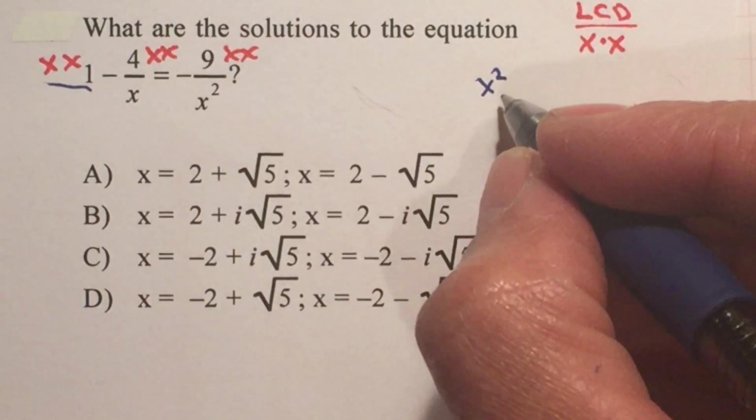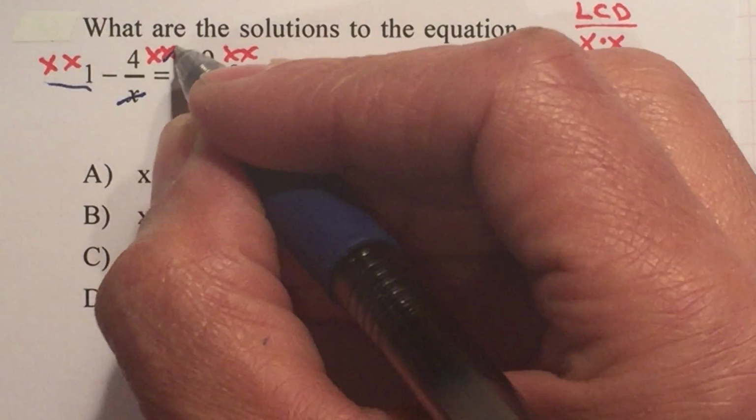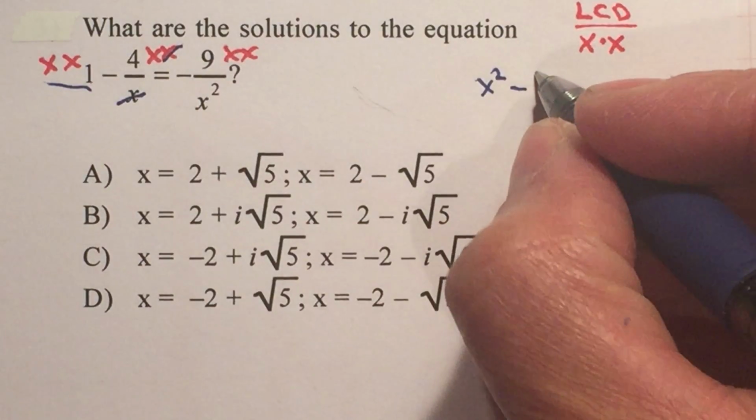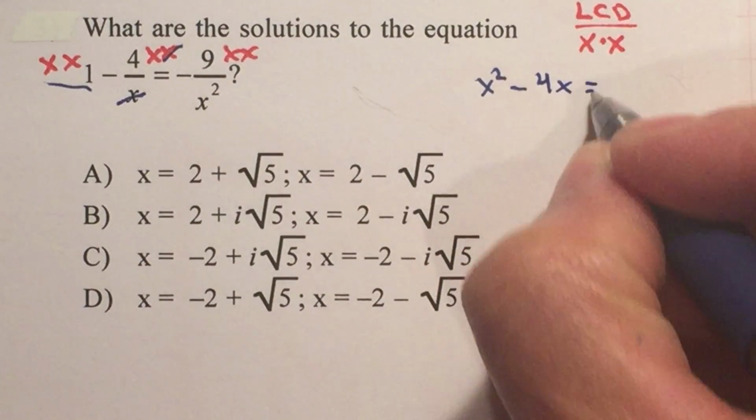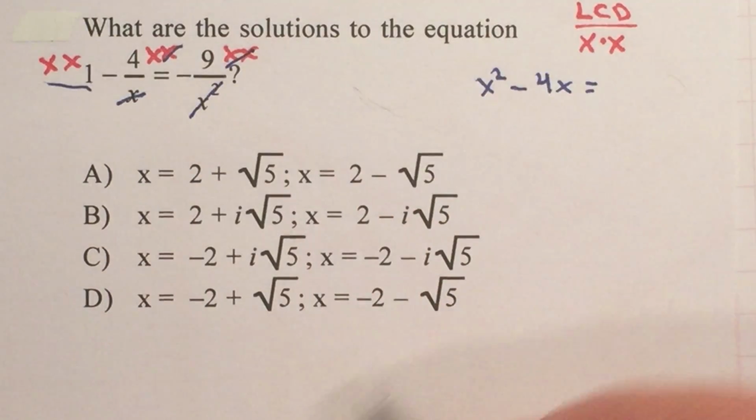Then there's a minus. What cancels on the next fraction? An x, so I have a negative 4x left. Equal sign. And what cancels on the next one? Both x's, so I just have a negative 9.